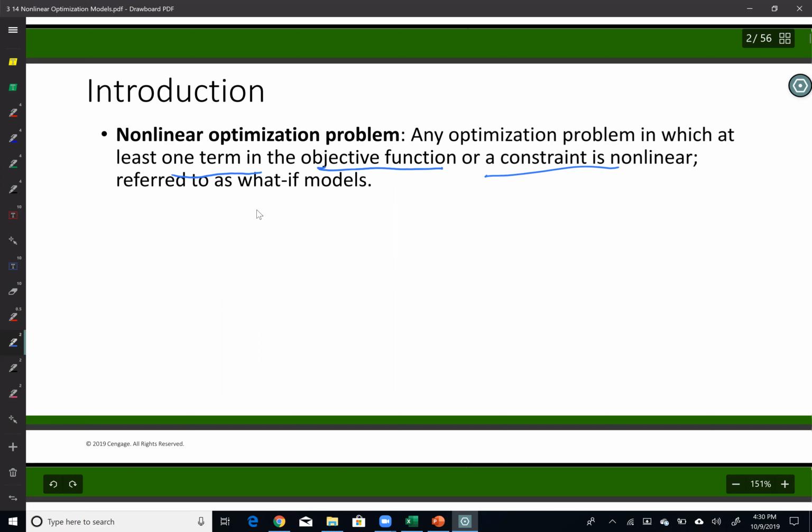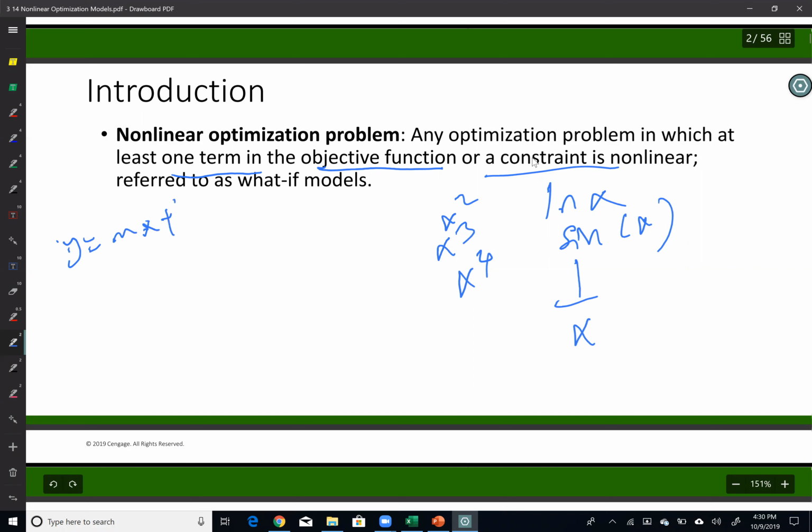So when I say nonlinear, what do I mean by that? So this is nonlinear, right? X cubed is nonlinear, x to the power 4 is nonlinear, ln x is nonlinear, sine or cosine of x is nonlinear, 1 over x is nonlinear, and so on. And linear functions, if you remember from our previous videos, are basically y equals mx plus b, right? They have a coefficient and a y-intercept, but the secret here is the power is 1.